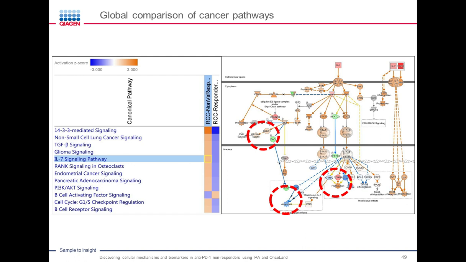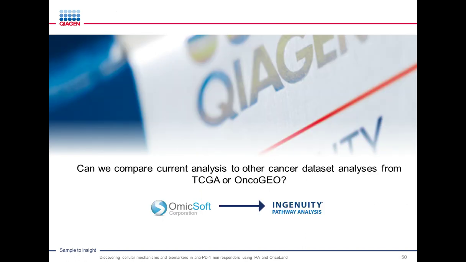So in terms of mechanism of action and generating hypotheses, in addition to looking at the heat map, you can also turn on networks, and these networks will give you greater insight.